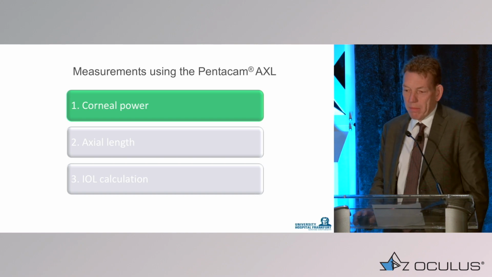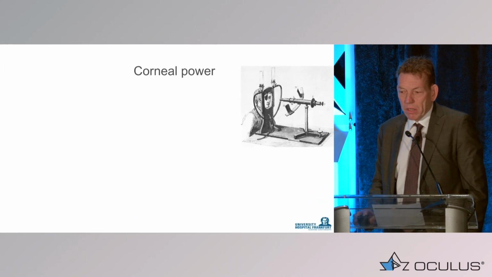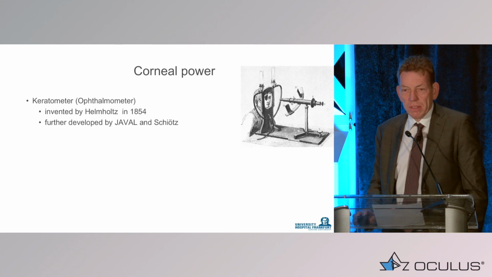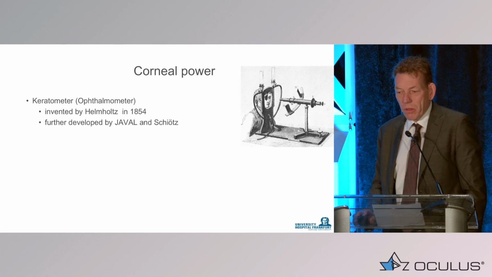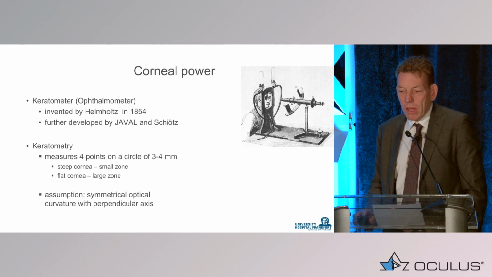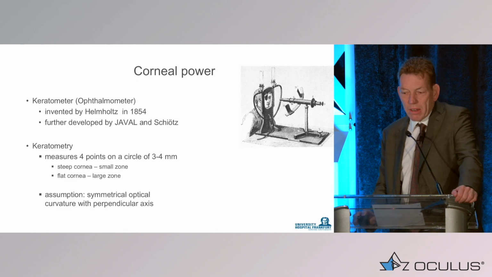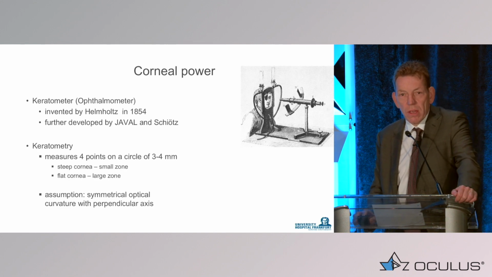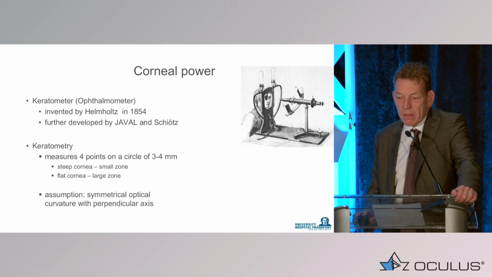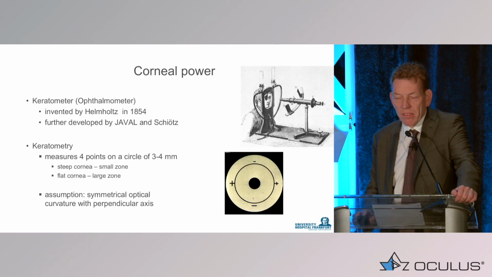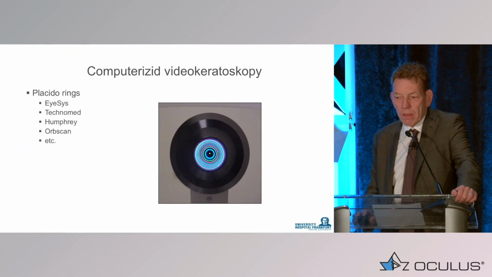Looking at the corneal power, of course, you know that keratometry was developed early, in 1854, in Helmholtz times. The keratometer only measures 4 points, which is problematic. The assumptions are symmetrical optical curvature with perpendicular axes. It was followed by computerized video keratoscopy. You see here the early devices, Placido ring devices.